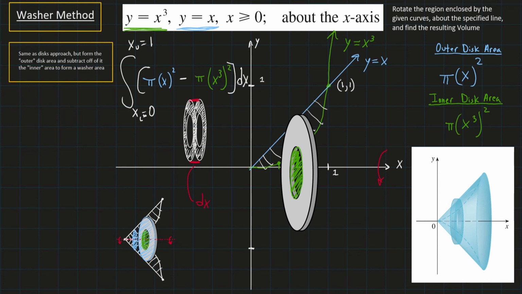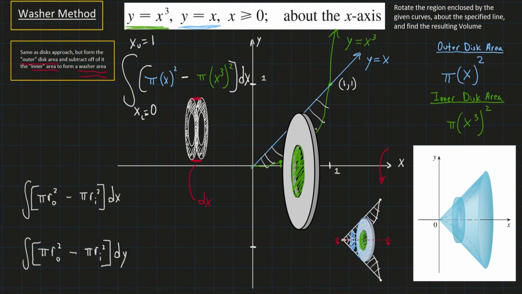So, washer method is really the same as the disks approach. But instead of forming one disk area, you have to form two disk areas. An outer disk area, the bigger one, and an inner disk area, the smaller one. And you've got to subtract them to form a washer area, which then of course you can multiply by some height, dx or dy, to make it into a washer volume, which you can then just add up. So this washer approach is really the same as the disk approach, and this step is the main difference right there.